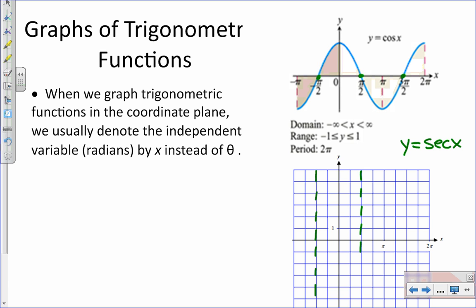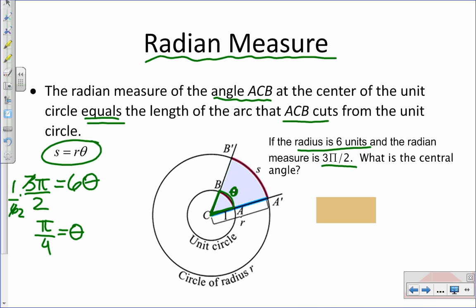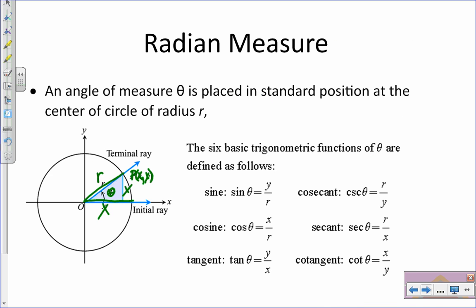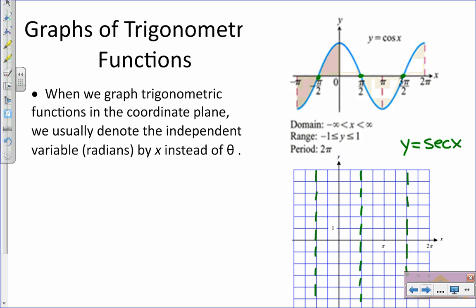Positive pi halves. You notice we have asymptotes here. And then 3 pi halves. It would continue such. Whoa, I just went to the next page. There we go. Okay. Now another point that helps me in graphing, making a sketch of secant x, is this point here.